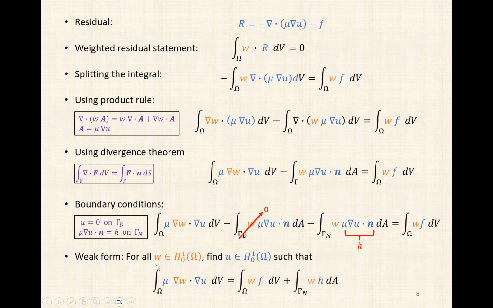So this is the first term, and once we replace this with h, this is our second term, and we take this to the right hand side because we know h, so it becomes plus. So plus the integral over gamma n of w h dA, and this term due to the source term f remains on the right hand side. We know f. So this is the weak form for the scalar field problem for homogeneous Dirichlet boundary conditions and non-homogeneous Neumann boundary conditions.